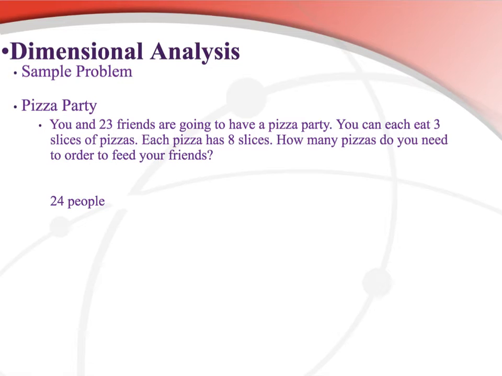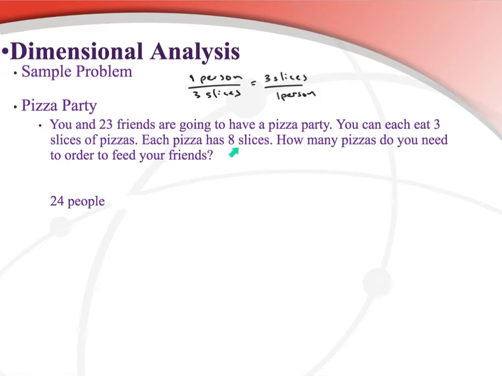Okay, it says, you and 23 friends are going to have a pizza party. You can each eat 3 slices of pizza. Each pizza has 8 slices. How many pizzas do you need to order to feed your friends? Before we even set this up, let's come up with some equivalent values. Each person can eat 3 slices of pizza. So we'll say that one person can eat 3 slices. We can also say that 3 slices is the same thing as one person.